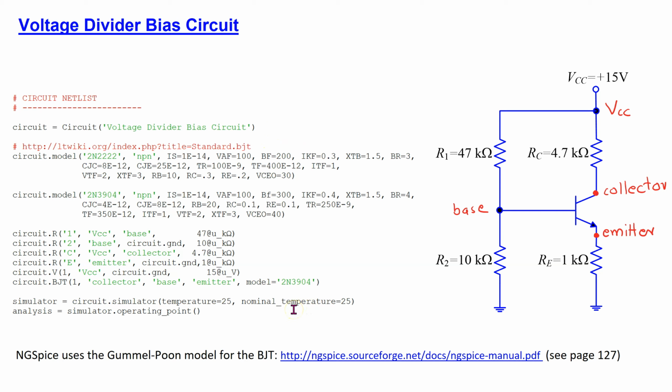The BJT SPICE models for two commonly used BJTs are defined here. Here we are using the 2N3904 model. ngSpice uses a standard model for BJTs which has close to 100 parameters to allow accurate modeling. Not all parameters need to be defined as shown here. If you are interested, please refer to the ngSpice manual.